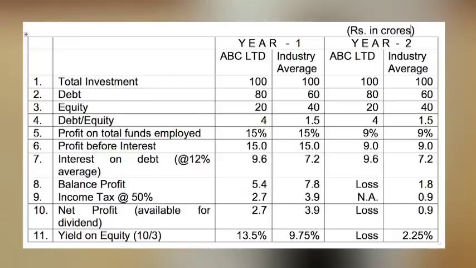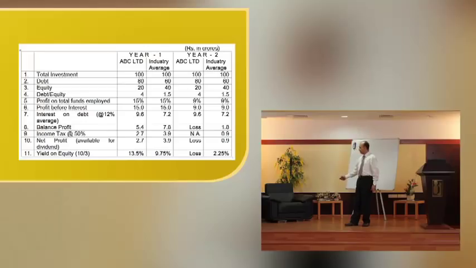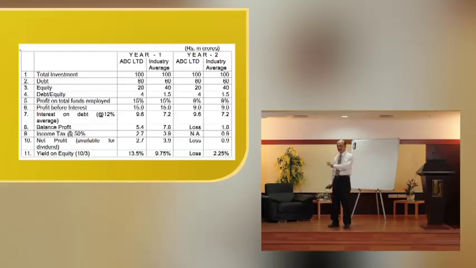Here the debt equity ratio is 4, whereas the industry ratio is less. Industry ratio is 1.5. Still, this unit has made a profit to the extent of 13.5%. Whereas in the second year we see it is a loss. The unit has made a loss, so there is no yield, whereas the industry has made a nominal yield of 2.25. Out of this illustration, this data, what inference can we draw?